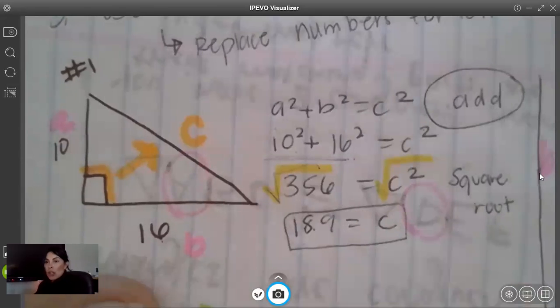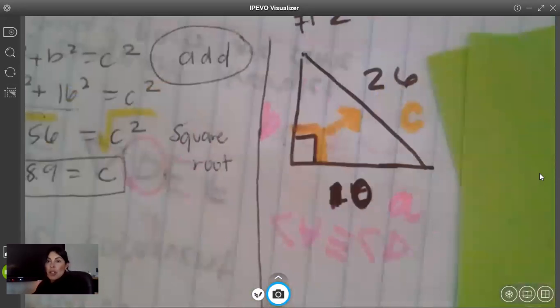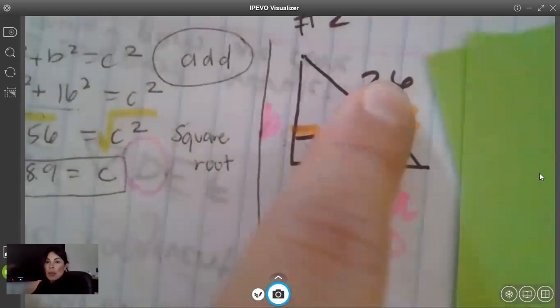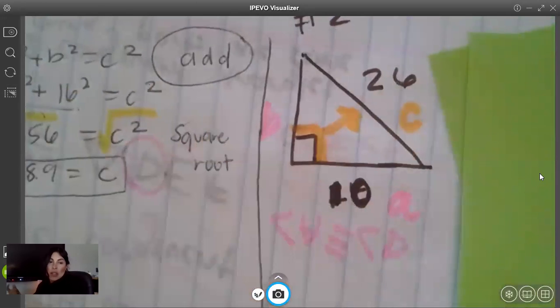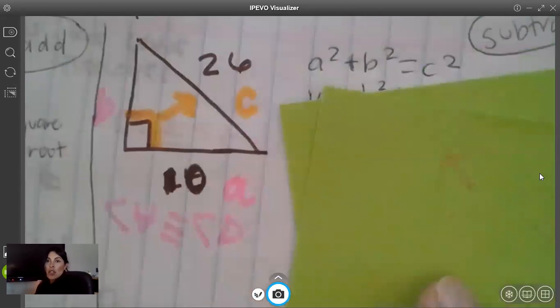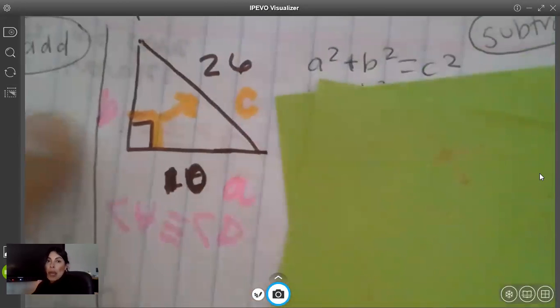Okay, here's a second example. We're going to label the C first. The one across from the box is C. We have a number this time. That could be A, that could be B. Someone chose for this to be A, so the 10 is A. All right. Then I'm going to put this in my formula. A squared plus B squared equals C squared. My A is 10. My B I don't know. And my C is 26.